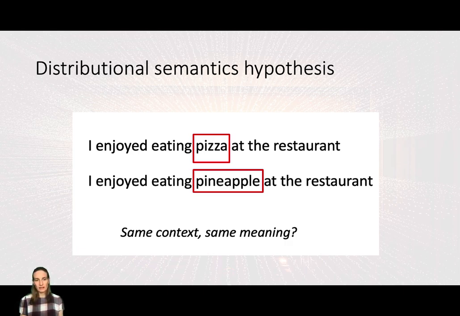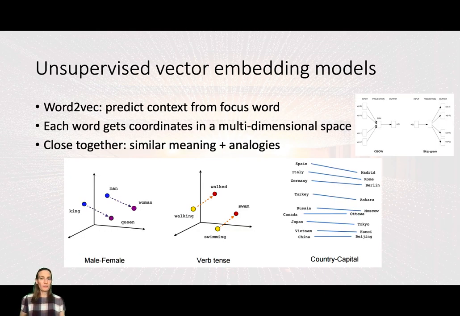What if we see in a whole bunch of text, we also see "I enjoyed eating pineapple at the restaurant." They have the same context. Do they have the same meaning? Not exactly. However, they're both foods that you can eat at a restaurant. So using these interpretations or these sort of search patterns, we can come to something which is called a word embedding model.